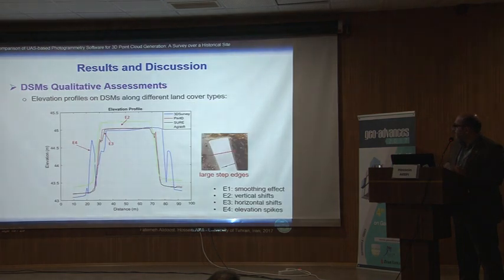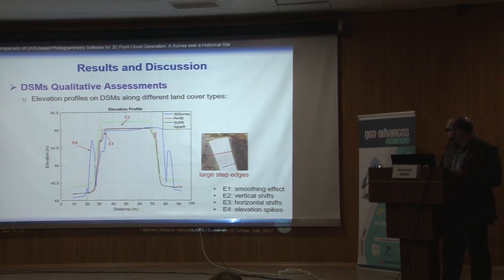And then we continue the qualitative assessment, comparing some local profiles that we generated over some specific objects. Here we have a building roof, for example. We provided a profile along this red line, and then we generated the profile. See that the blue is 3D survey, the red P4D, black shore, and green Agisoft.